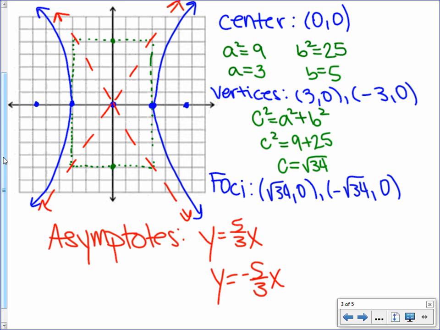All you have to do is look at, here we went up b and over a. Sometimes you may go up a over b depending on which way we're opening. So just look at the rectangle that you drew. How far did we go up? How far did we go over to get to that corner? Questions? Okay. Let's take it up a notch.